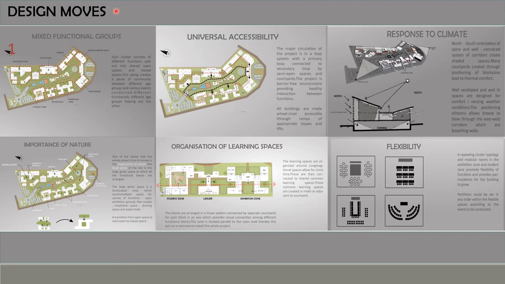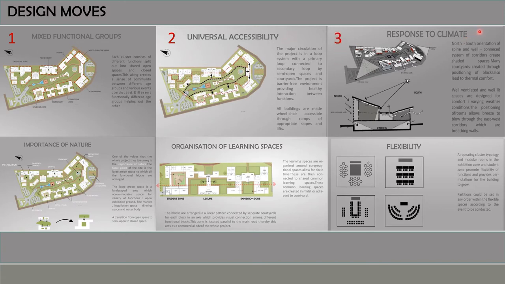Design moves. 1. Mixed functional groups. Each cluster consists of different functions split out into shared open spaces and closed spaces. 2. Universal accessibility. The major circulation of the project is in a loop system with a primary loop connected to secondary loop by semi-open spaces and courtyards.